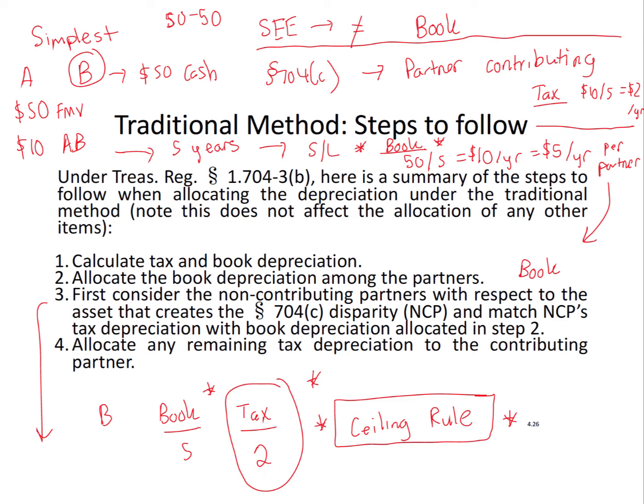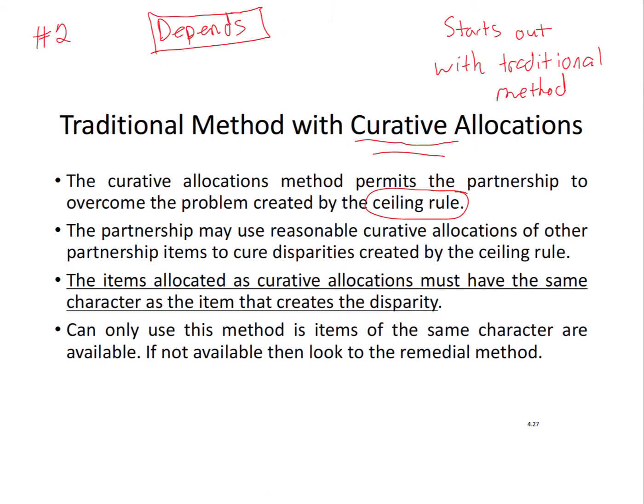Okay, A is going to have to recover, or B is going to have to recover more gain upon sale, and A less gain if, let's say, there's a gain upon sale in the future. So this method, number 2, the curative method, cures the ceiling rule problem. If there's no ceiling rule issue, then the traditional method and the traditional method with curative allocations are the same.